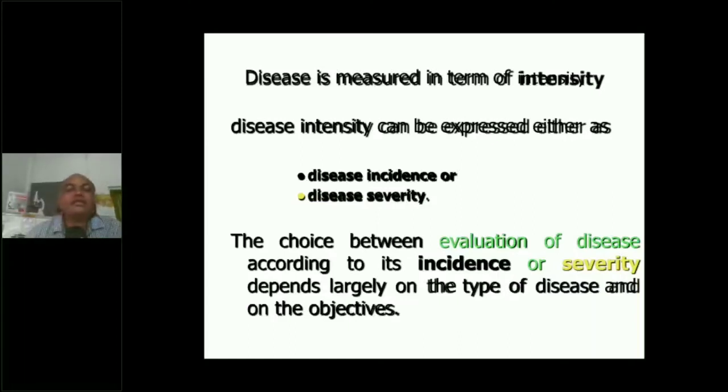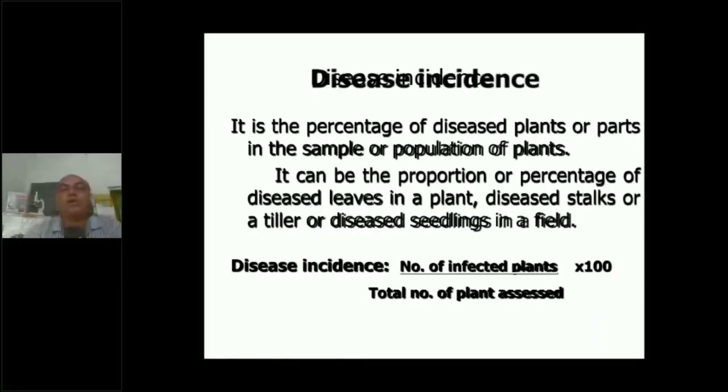What do we mean by disease incidence? Disease incidence means the percentage of diseased plants or parts in the sample or population of plants. It can be the proportion or percentage of diseased leaves in a plant, diseased stalks or tillers, or diseased seedlings in a field. If you want to calculate disease incidence, then you calculate the number of infected plants divided by the total number of plants assessed.